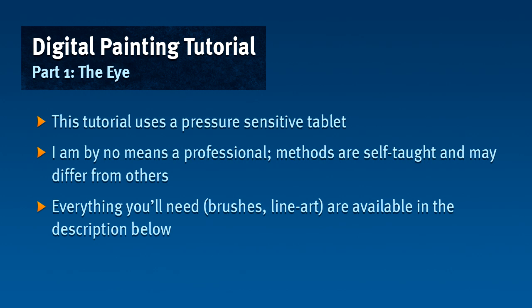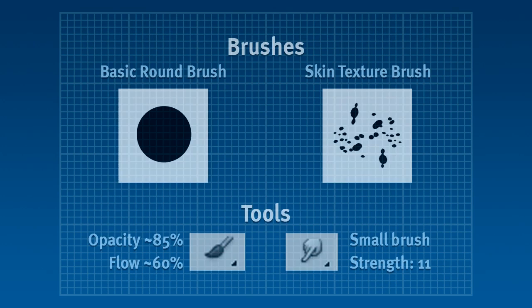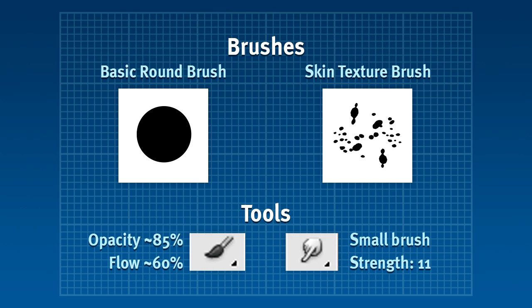This tutorial uses a pressure-sensitive tablet. You want to have a basic round brush with the opacity set to 80 or 90%. The flow will be between 60 and 70, and you'll have a skin brush and a smudge tool with strength set to 11.